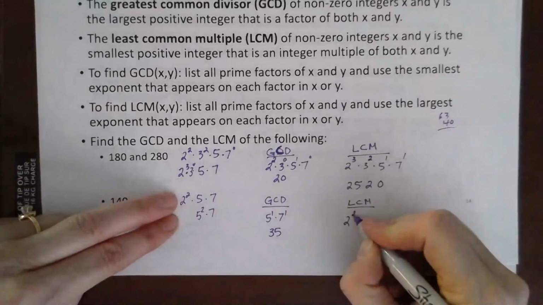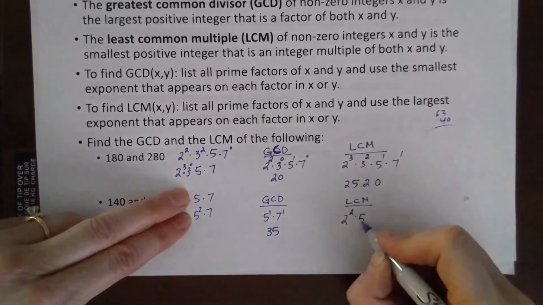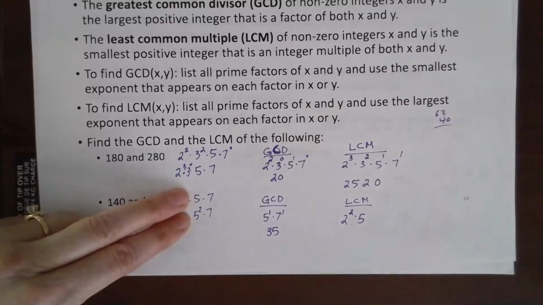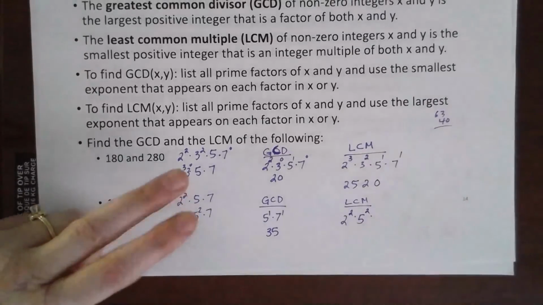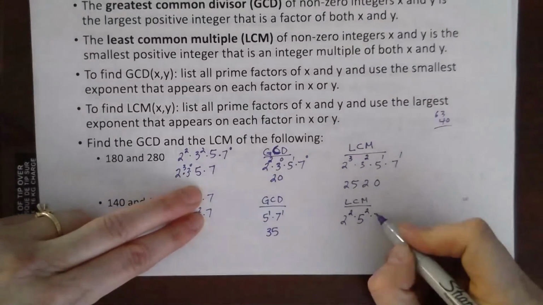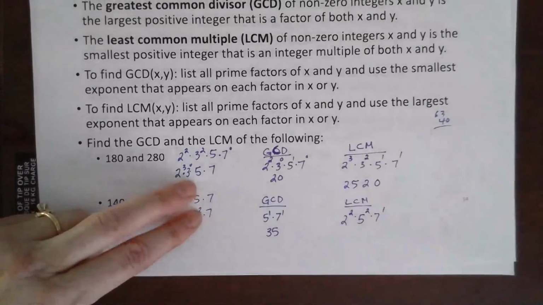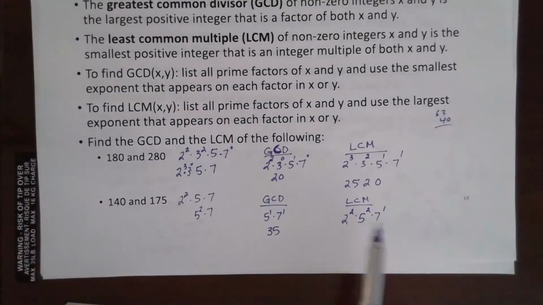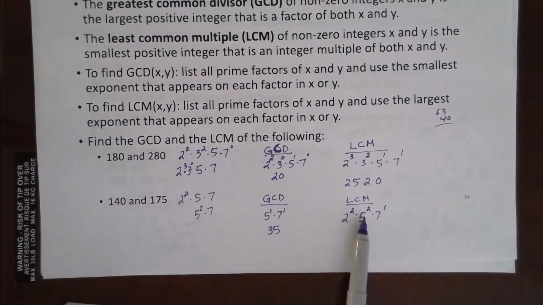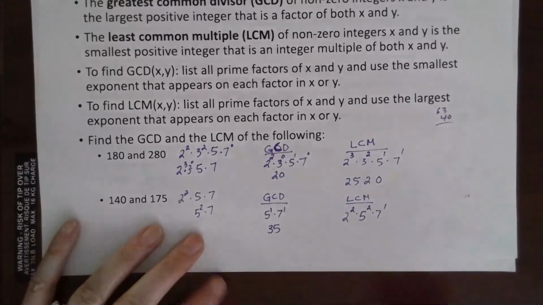2. Okay, they both have a 5. What exponent do I put on my 5? 2. And then they both have a 7, so I make 7 to the first. All right, and we've got 4 times 25. 4 quarters is $1. That's 100. 700.